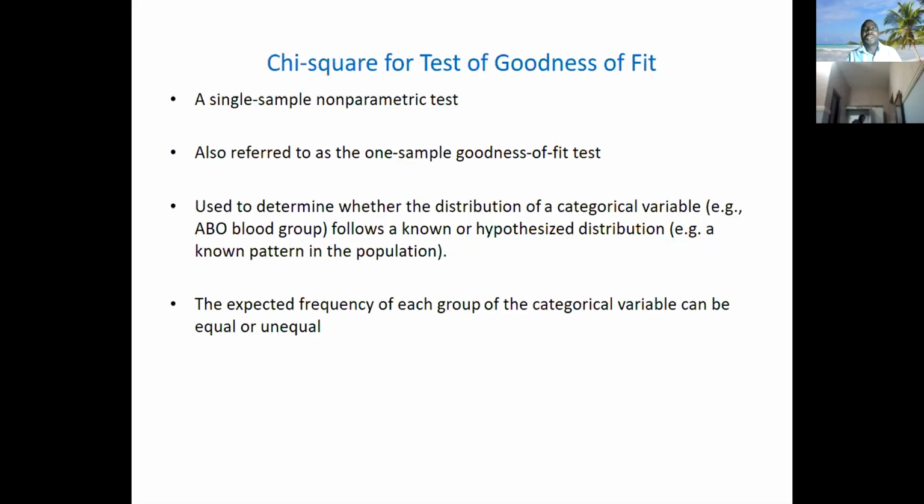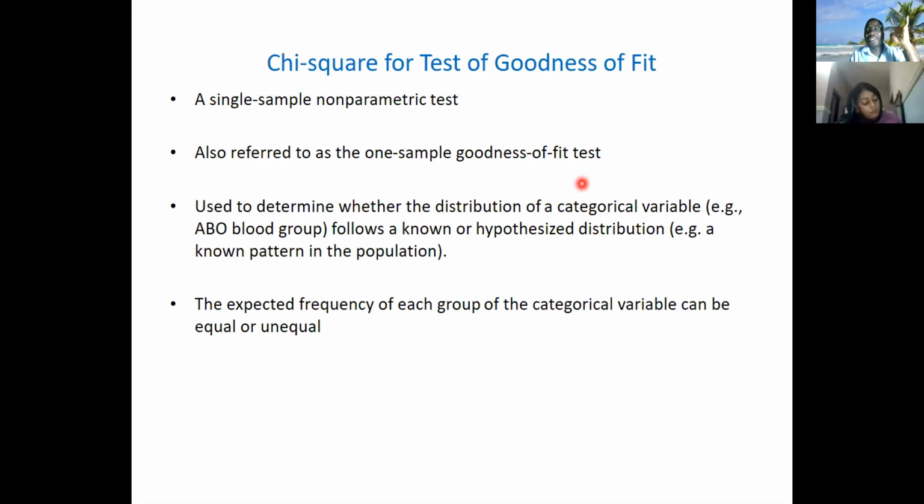We still have measure of goodness of fit and McNemar chi-square before we go to measure of association. Chi-square for test of goodness of fit. It's also referred to as one sample goodness of fit test.